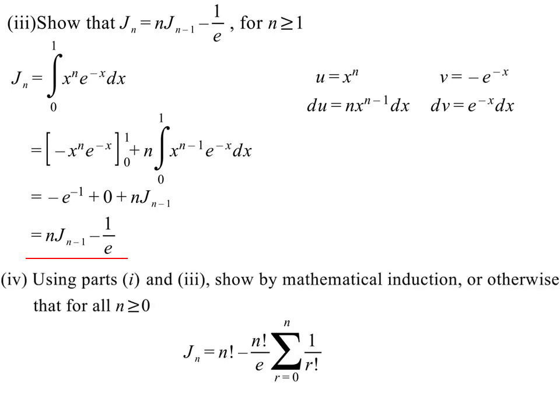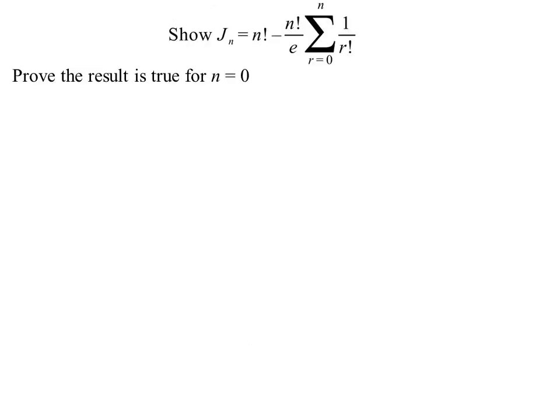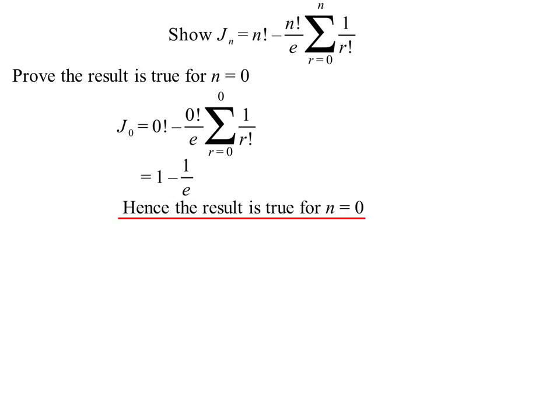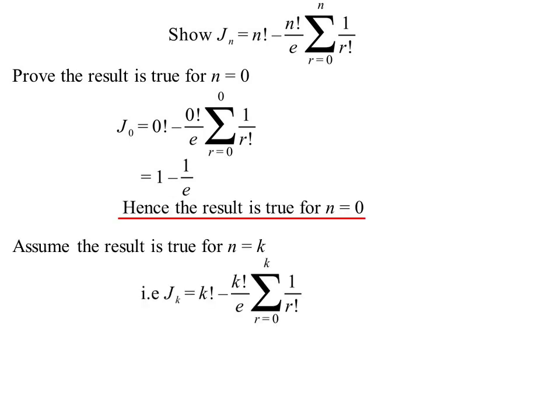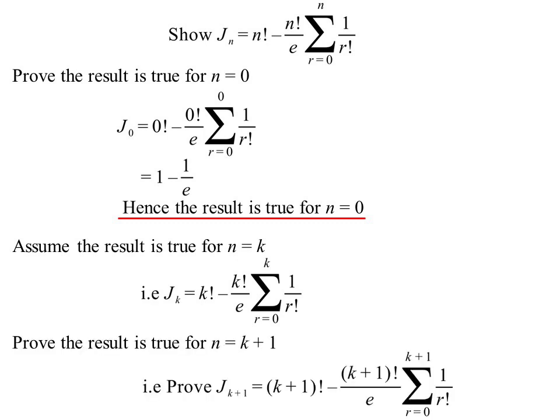Using parts 1 and 3, show by induction, or otherwise, if you want to go otherwise, by all means go otherwise, this expression here. We want to show that. Going to prove the result's true. The first case in this one is actually 0, not 1. Sub 0 in, we get a whole heap of 0 factorials, which is 1. We get 1 minus 1 on e, and that's what we did work out was J0. So that is certainly true. It works for n equals 0. We're going to assume it true for k, and we want to prove it true for k plus 1.